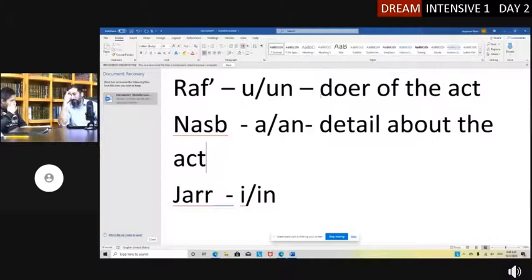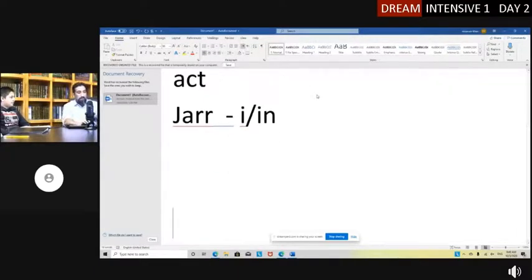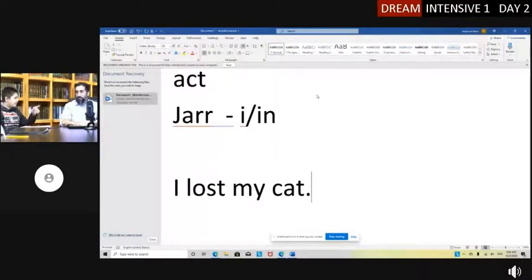Remember? Find the blank and then find out who did it. No. Find the first. Like if I said, look at this example. Okay. Find the fi'l. Excellent. The act is the fi'l, right? So, I lost my cat. Lost is the fi'l, which is also the act of losing, right?